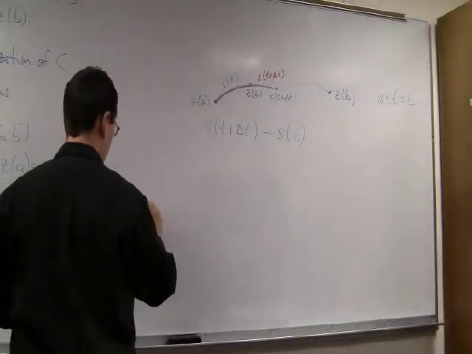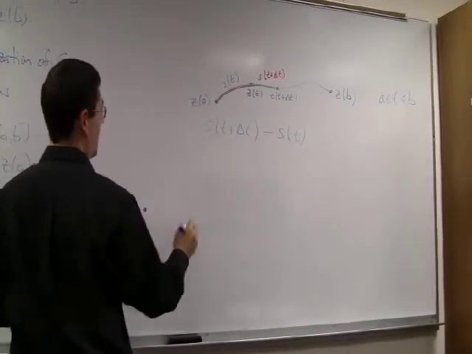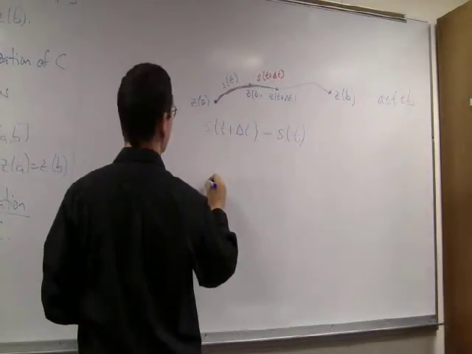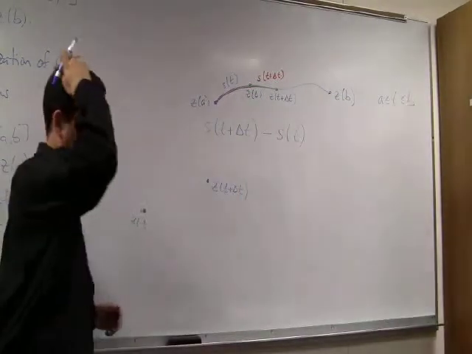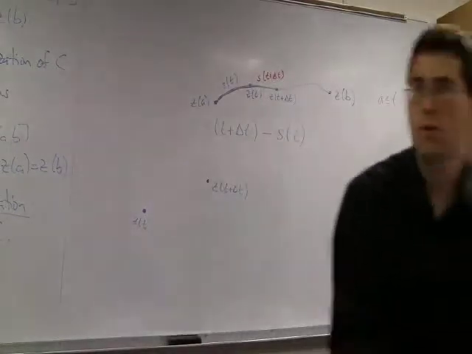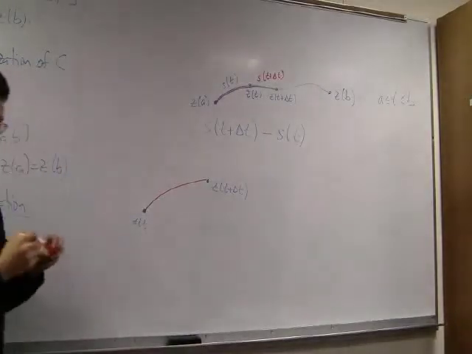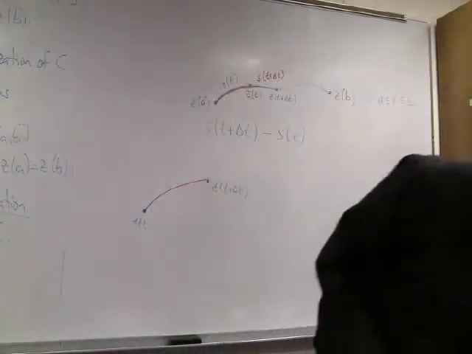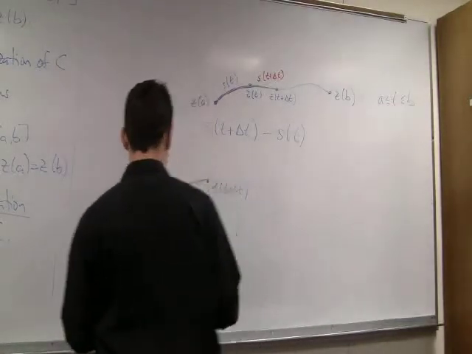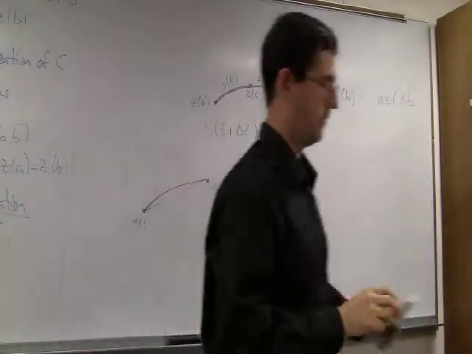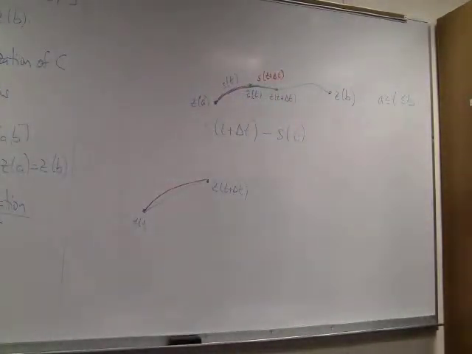So this will be z of t. And when I zoom in on this, here's z of t plus delta t. When I zoom in, the red looks like this. The green looks like this. The green looked a lot better the first time. What's the difference?